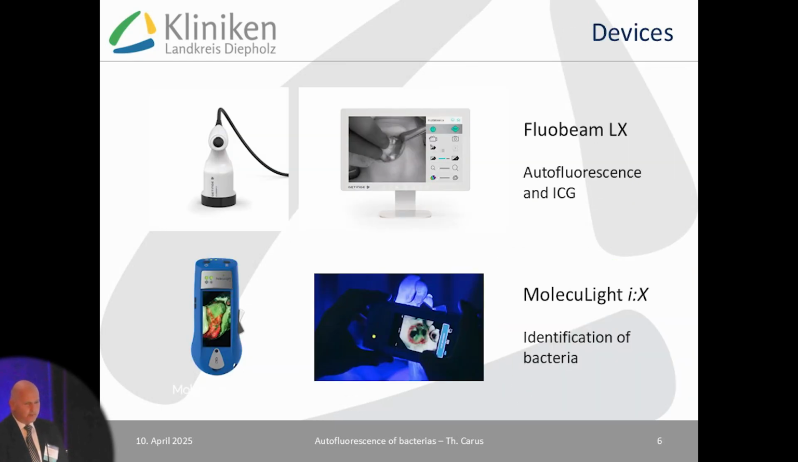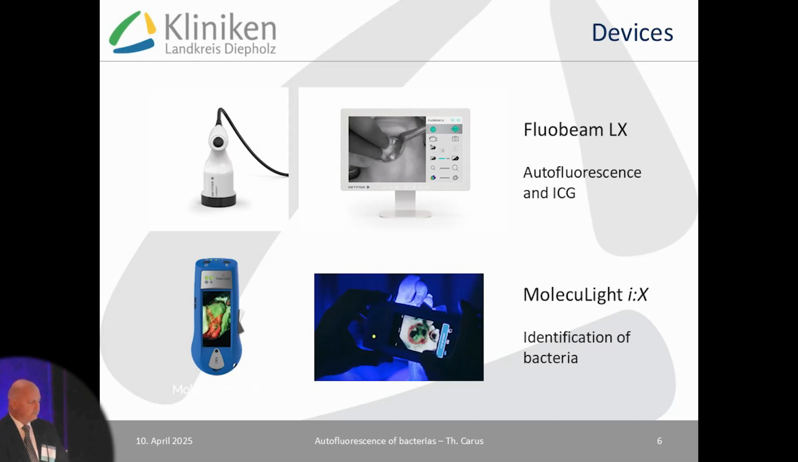I have two examples of modern devices you can use to see autofluorescence. It's FlowBeam LX. It's a nice instrument for open surgery. It's handheld, and you can use it for autofluorescence and for ICG detection as well. And the other is Molecule Light IX. I like it very much. It's mobile, it's handheld. I used it for a couple of years in diabetic foot care. When you make a wound control, you can see the bacteria in the edges of the wound. You can make a scrub at these areas.